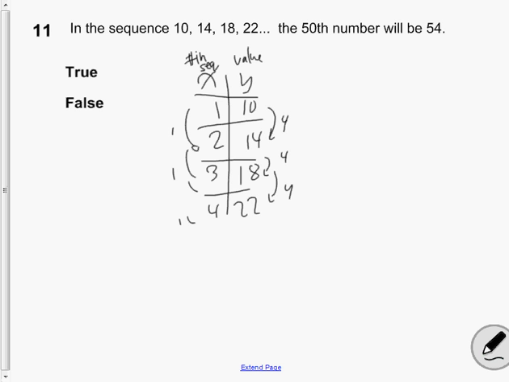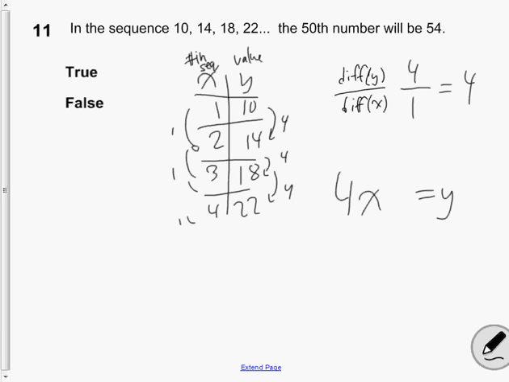And when I see that my y column goes up by 4, the difference in the y divided by the difference in the x will be the coefficient in the relationship between x and y. And since this difference is 4 and this difference is 1, and 4 divided by 1 is 4, that's going to be the coefficient in my equation. And once I know the coefficient, I'm going to take the first ordered pair, in this case 1 and 10, and I'm going to substitute 1 for x, and 10 for y. And I'm going to see if both sides are equal. If they were equal, I wouldn't need a constant, but they're not equal.